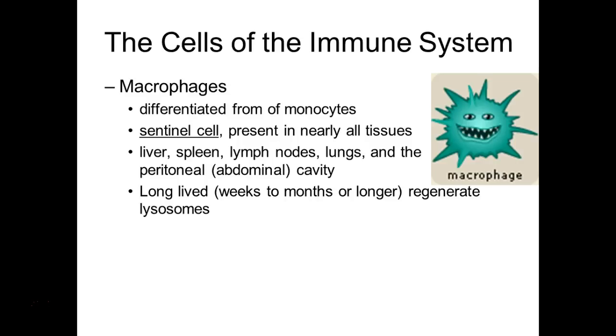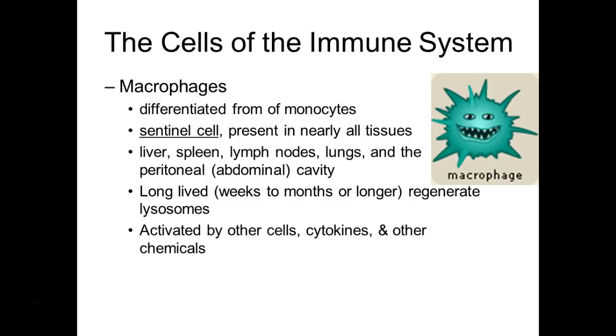These guys are much longer lived than your neutrophils, right? Hence why they can be big eaters. They can live weeks to months or even longer. And they can regenerate their lysosomes, right? Where a neutrophil, if he uses up all his lysosomes, forget it, he's done. He's dead, right? Where macrophages can keep making lysosomes. So they can keep eating.